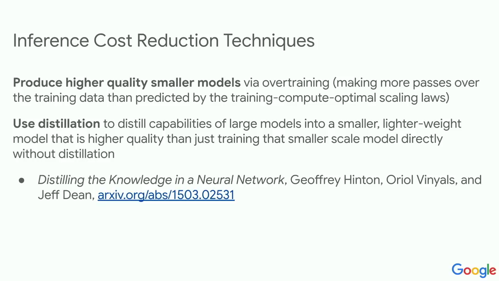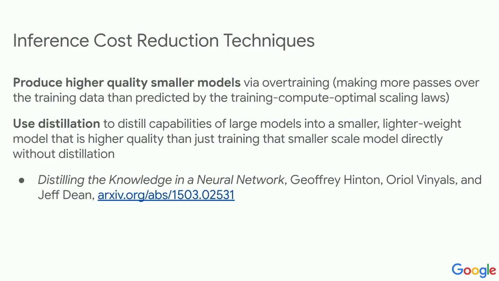And so a couple of different techniques that we've found pretty effective for reducing inference cost. One is you want to produce higher quality, smaller models via overtraining. So you can have a choice. If you have a certain amount of training compute, you could choose the Chinchilla optimal model size for the amount of training data you have. Or you could shrink the model size in order to make more passes over that data in the same amount of training compute. And if you shrink the model size, that makes it cheaper for inference.